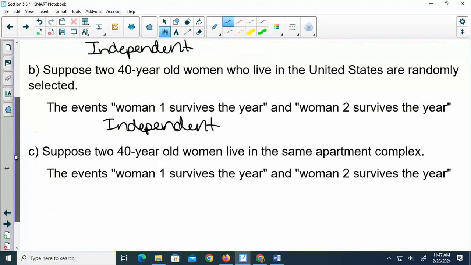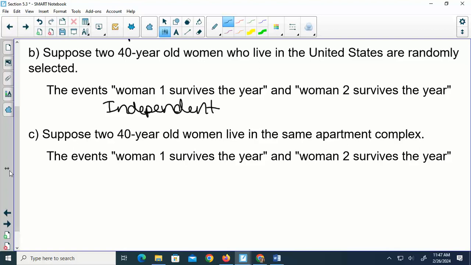Okay, suppose I have 2 40-year-old women who live in the same apartment complex. The probability of woman 1 surviving and woman 2 surviving. So we might be tempted to say independent, but then we have to think of some possible scenarios. What if there were a fire in the apartment complex? Would that impact both of those women? Yes. What if there's a really bad illness that goes through the complex? Could that affect both of them? So, would these be independent or dependent? Dependent. It doesn't mean that just because one woman dies, the other could, but it means the probability might be different.